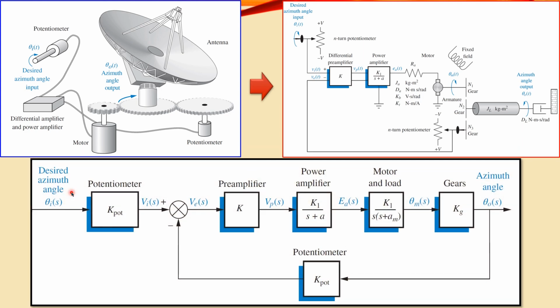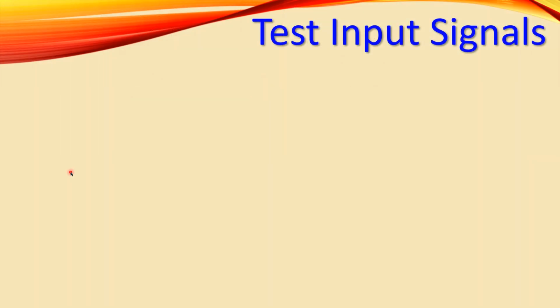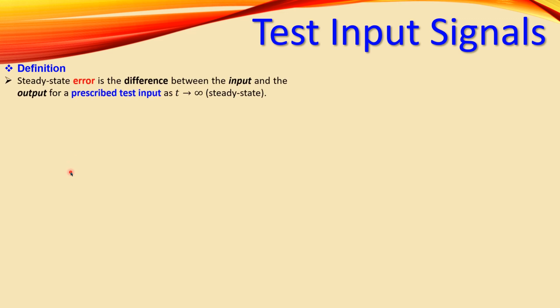If we move specifically to the block diagrams, this angle that we have here as a desired angle, which is our command, is the angle that the output must follow. If that is the case, then we have 0 steady state error. If it's not the case, then there is an error, what we call the steady state error. So we will focus on that specific case. All right, now let's look at the first topic, which is test input signals. For the definition, steady state error is the difference, again, between the input and the output for a prescribed test input.